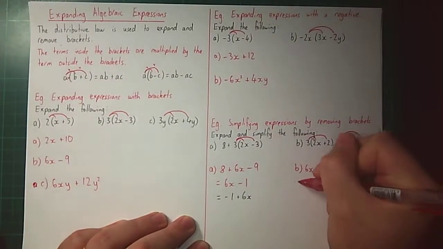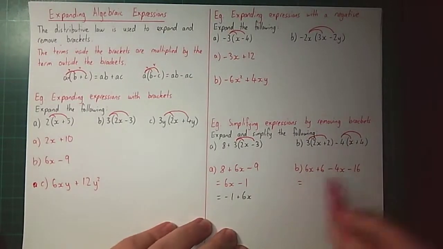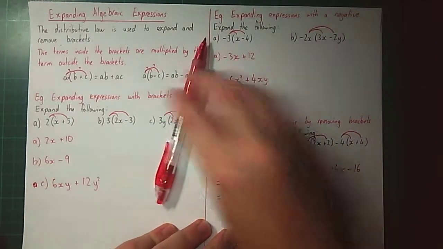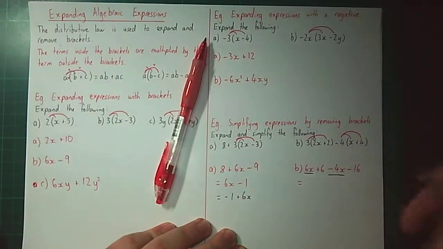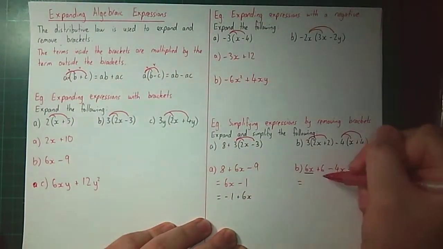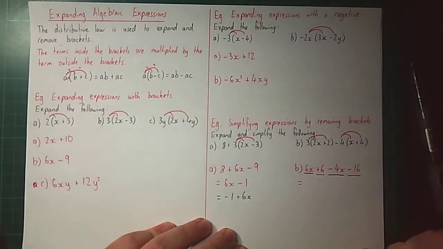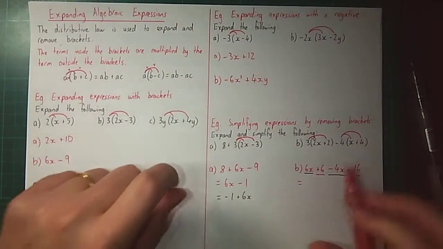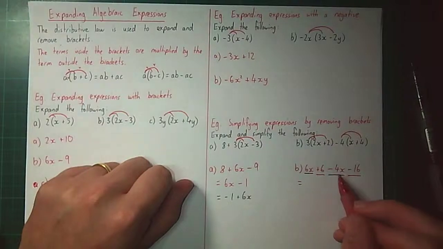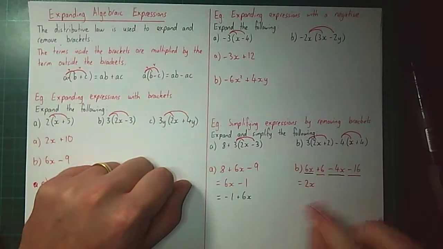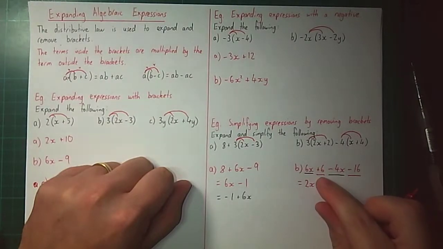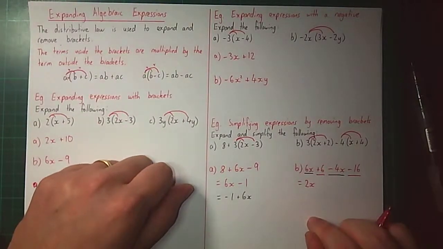Now, we can simplify this further. We're going to have 6x minus 4x. I'm going to underline the like terms, so in this case, 6x, negative 4x, and we've got positive 6 and negative 16. First of all, we've got 6x minus 4x, that's going to be 2x, because we like to have the x's first in this case, and the whole numbers last. Then we've got plus 6 minus 16.